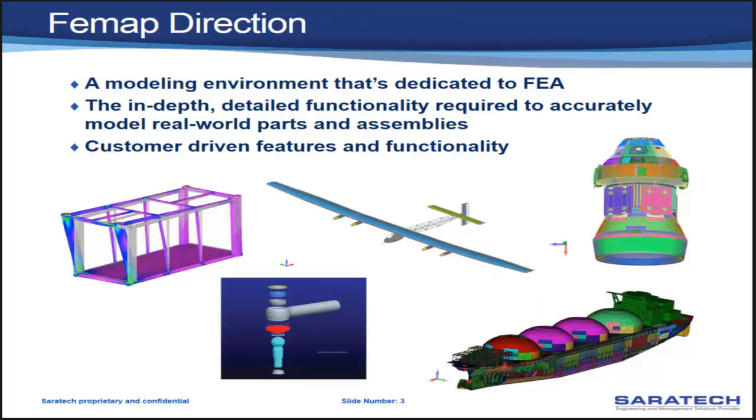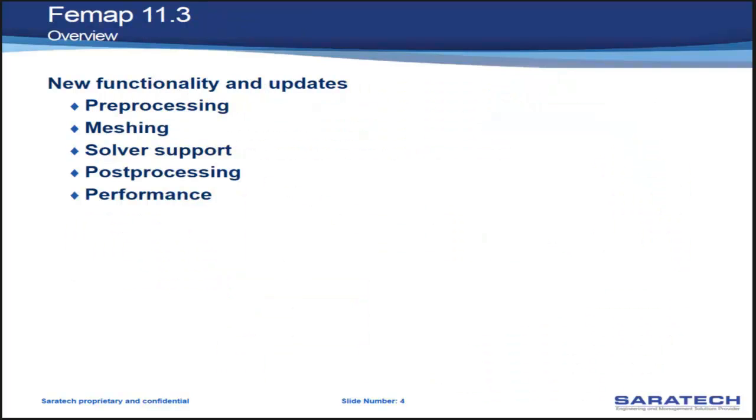Femap with this version is still going with its usual direction to make sure that they are creating a modeling environment that's dedicated to FEA, and they are adding functionality that is required to accurately model any real-world parts and assemblies. And they have added a lot of customer-driven features, anything that any of our customers have asked for. A lot of the times they try to go ahead and add some of those functionalities as well. Today we'll be talking about some of the new things that they've added in pre and post processing, in meshing and solver support, and even some performance changes that they have made.